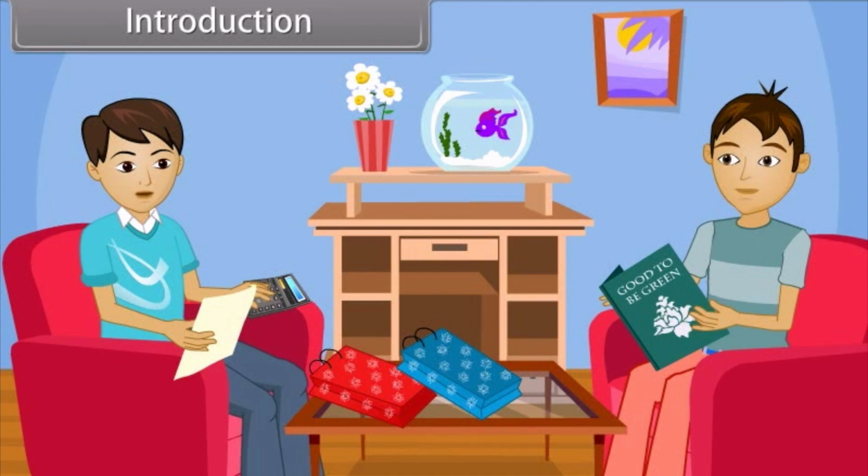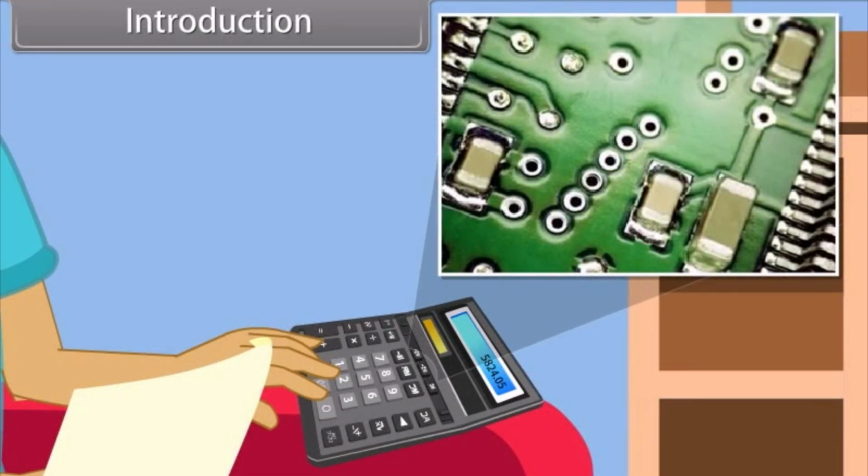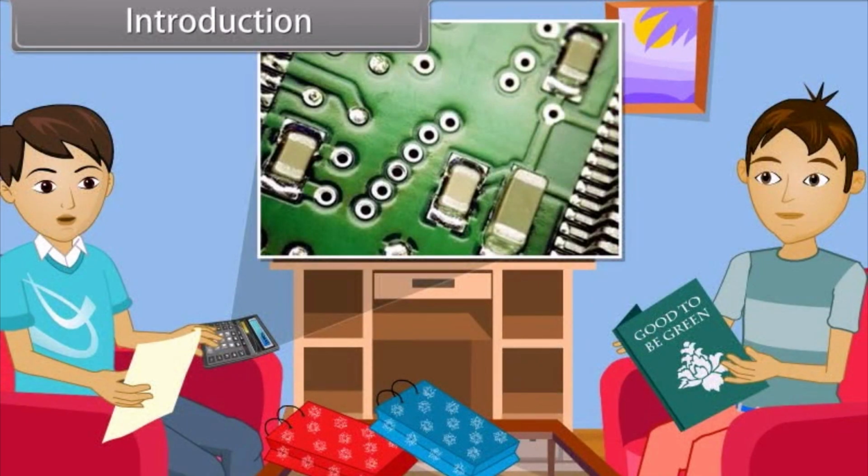Okay, Raj, I will tell you. A calculator works on the combination of diodes. A diode is a semiconductor device and it can be used for on and off purposes. When the diodes are arranged in a particular manner, they give a specific logical result.